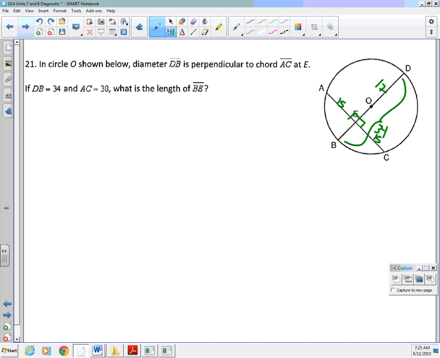Okay. Now, this is tricky. The best way to do this problem is actually to create a right triangle. So I'm going to create a right triangle here. And notice this side is 15. Now, let me actually redraw this. Excuse me here. I'm not being very neat. So AE is 15. And I'm drawing this radius in. Okay.